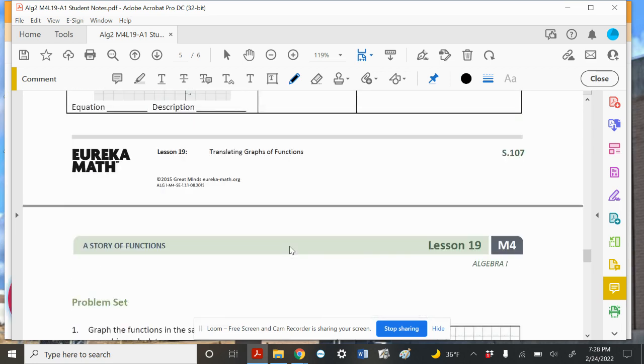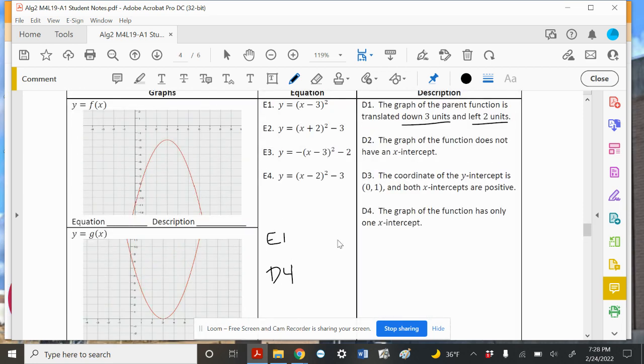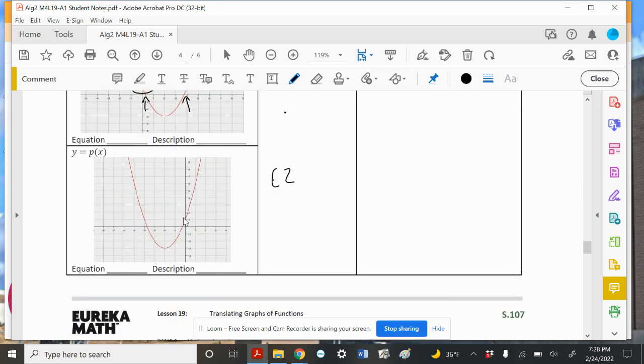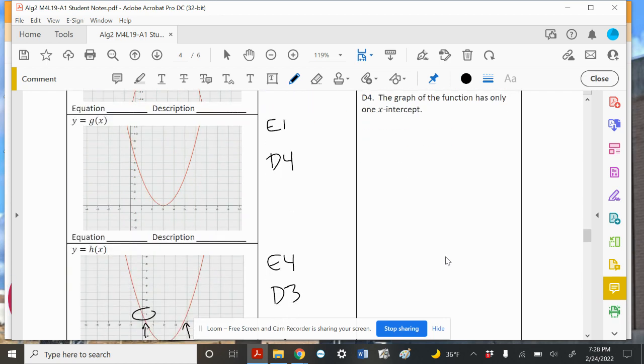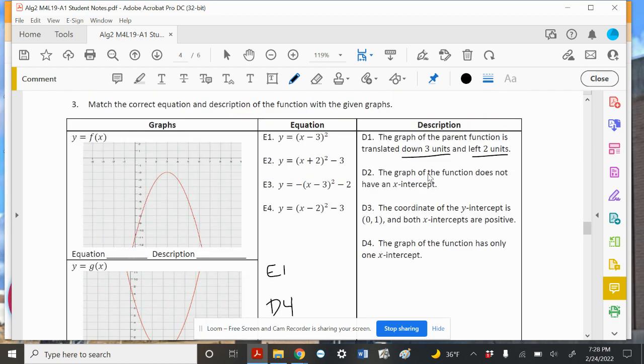Let's see what the other descriptors are. We've already used D3 and D4. The graph has only one x-intercept? Well, that's not true, it crosses the x-axis twice. And over on this one, actually, we already used D4, sorry. So D4 and D3 have already been used. So D2: the graph of the function does not have an x-intercept.